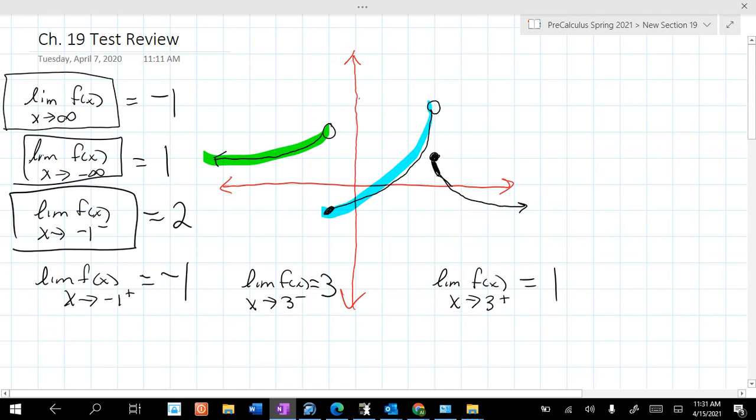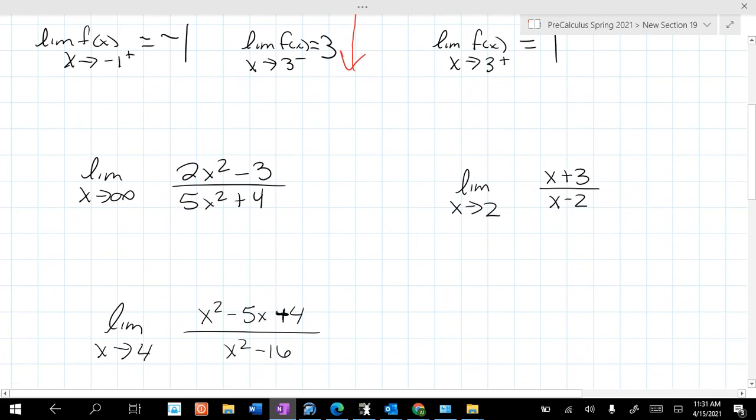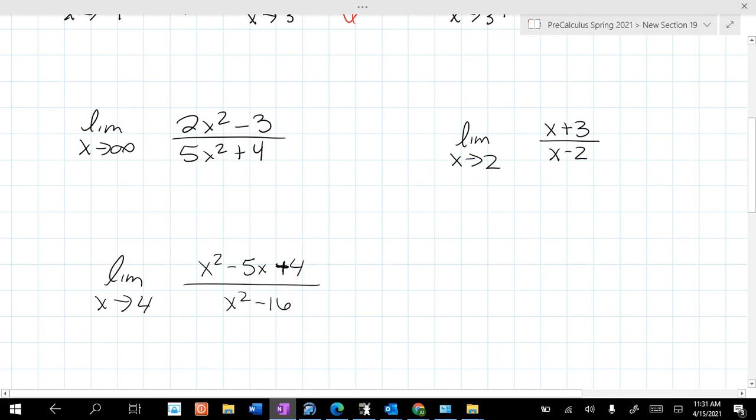Okay. And we can do another one of those after a little while. Then the second part of the first lesson is we have 2x squared minus 3 and 5x squared plus 4. So when we have 2x squared plus 3 and 5x squared plus 4, as we go towards infinity, so we have x squared and x squared.